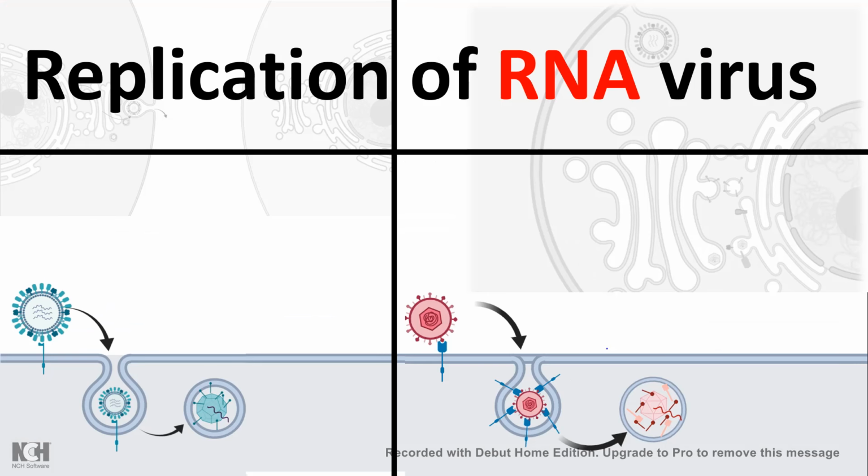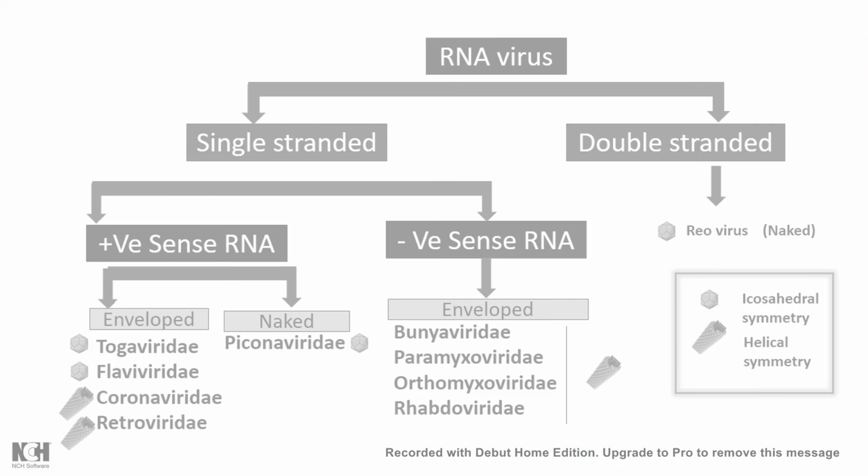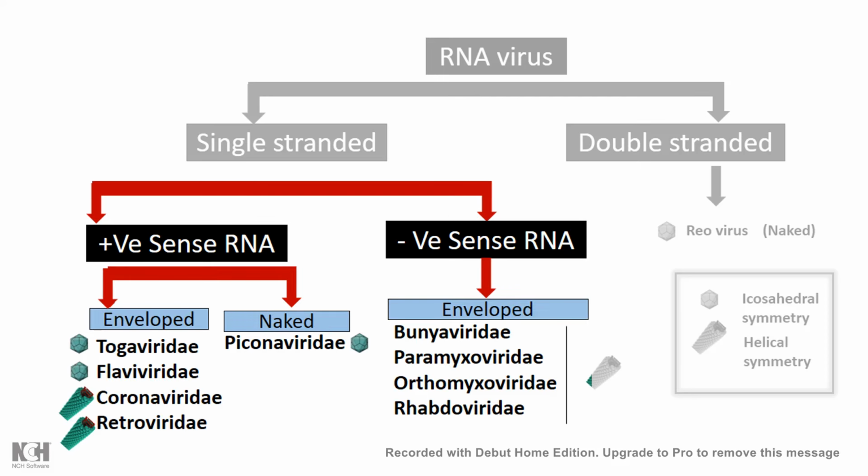Hi, in this video, we'll be talking about the replication of RNA viruses. From the classification of the viruses, we understand that RNA viruses could be either single-stranded or double-stranded. In this particular video, I'll be talking about the replication process and the assembly process of single-stranded RNA viruses. Inside the single-stranded classification of RNA viruses, there could be positive sense RNA viruses or negative sense RNA viruses.